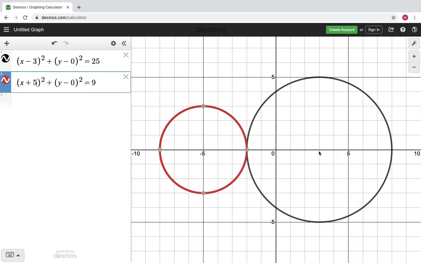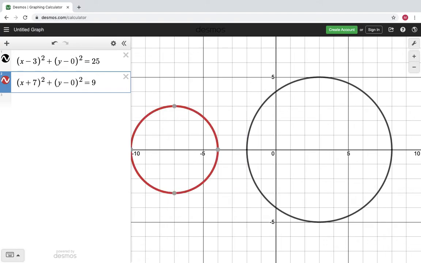What if in part B they said they have a distance of 10? So let's say we move one over a little bit further, so we'll change this to a 7. Now the centers are a distance of 10 apart. And in this case, you notice the circles do not touch.